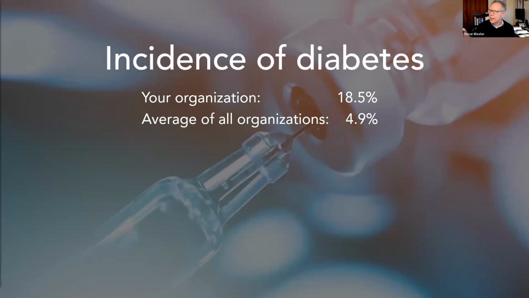And here's this one organization where the percentage of employees and their families who have diabetes is 18.5%, but the average of all organizations like their organization is 4.9%. And they would show them a slide like this. And it just didn't get anything but concerned looks. It didn't move the needle, pardon the pun. How can we get them to see where they are and just what an unenviable outlier they are?